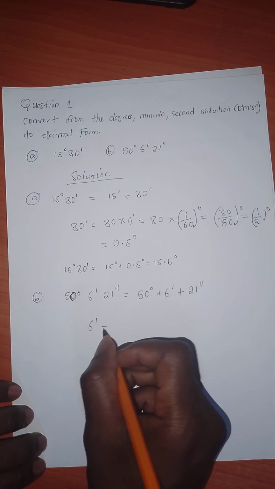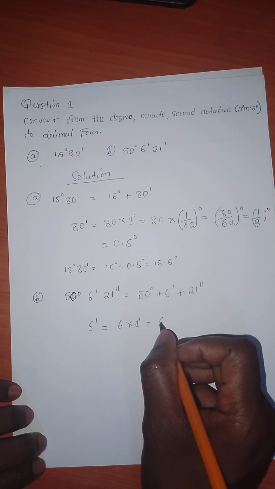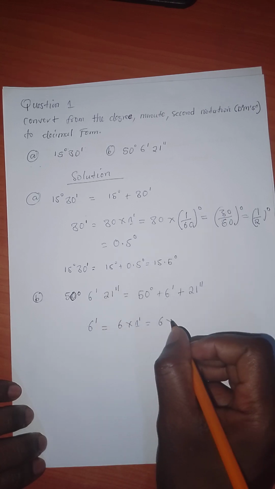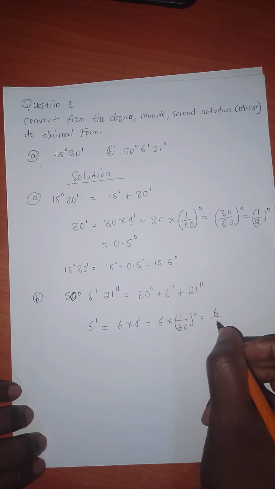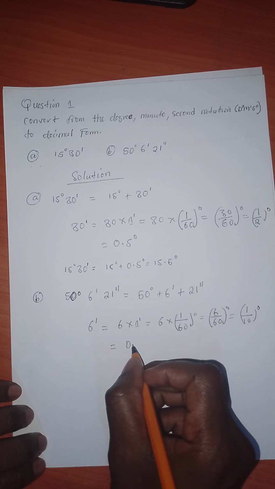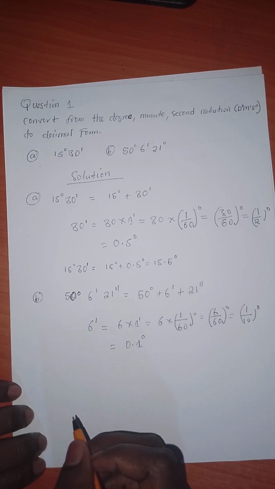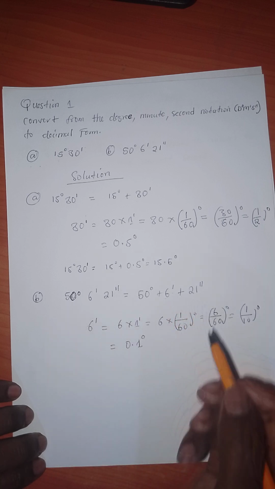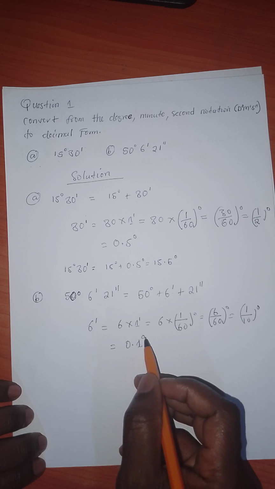6 minutes will be equal to 6 times 1 minute, but we know that 1 minute is equal to 1 over 60 degrees. So this will be 6 over 60 degrees, which is 1 over 10 degrees. Simplifying that, it is the same as 0.1 degrees. So we have converted the 6 minutes into 0.1 degrees.